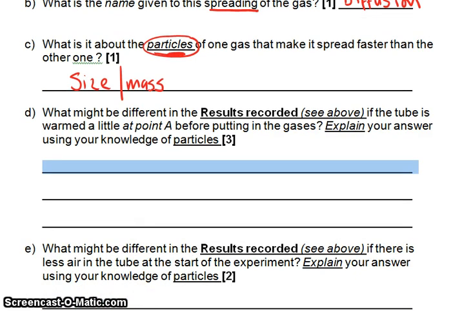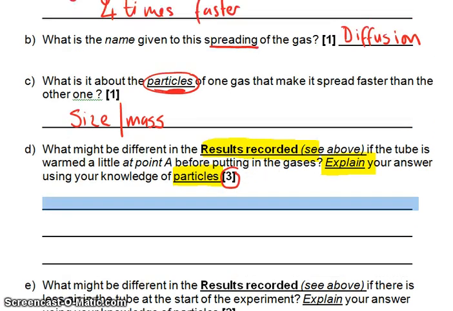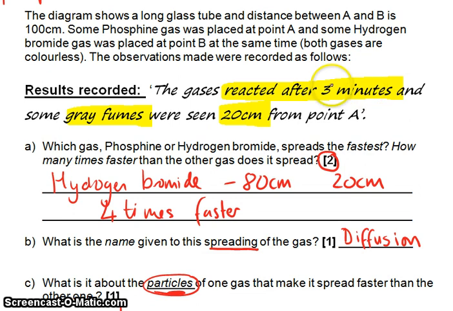Right, now this is really important: what might be different in the results recorded if the tube is warmed a little at point A before putting in the gases, and then we're asked to explain our answer using our knowledge of particles, and this is worth 3 marks. So firstly let's think about what would be different in the results recorded. Let's remind ourselves by going back up again. The results were that they reacted after 3 minutes, where we saw some grey fumes, 20 centimetres from point A. Whatever happens, we're still going to get grey fumes because we've got the same reaction occurring, so we don't really need to change anything about that.